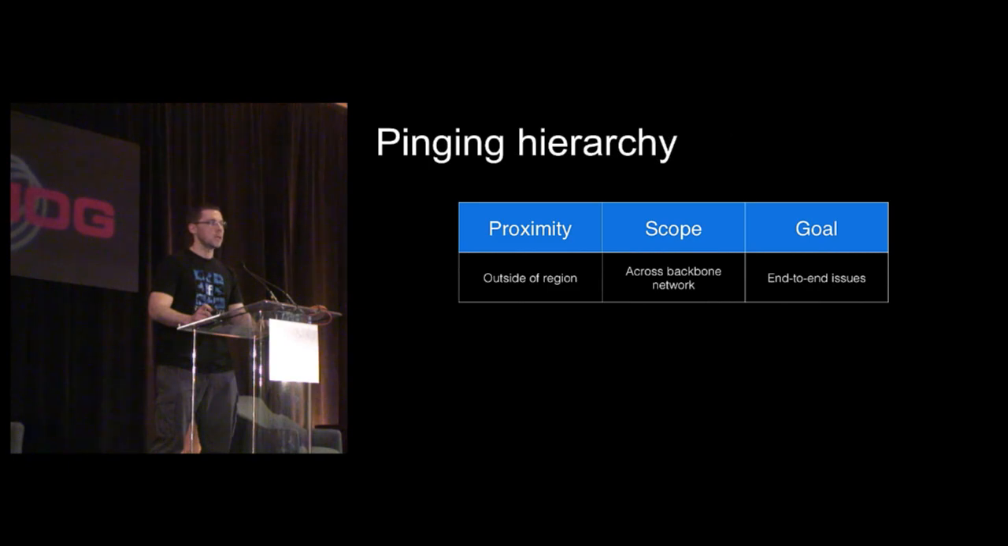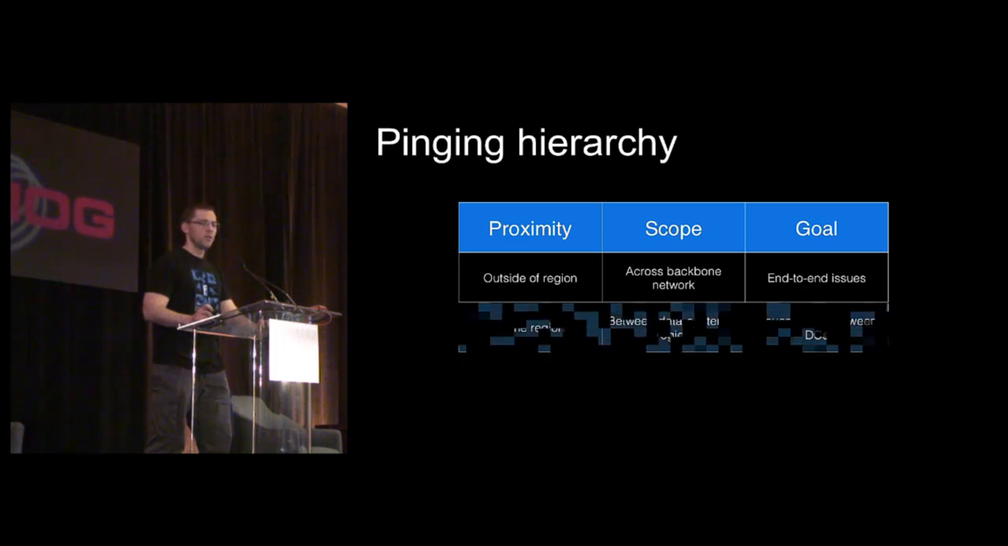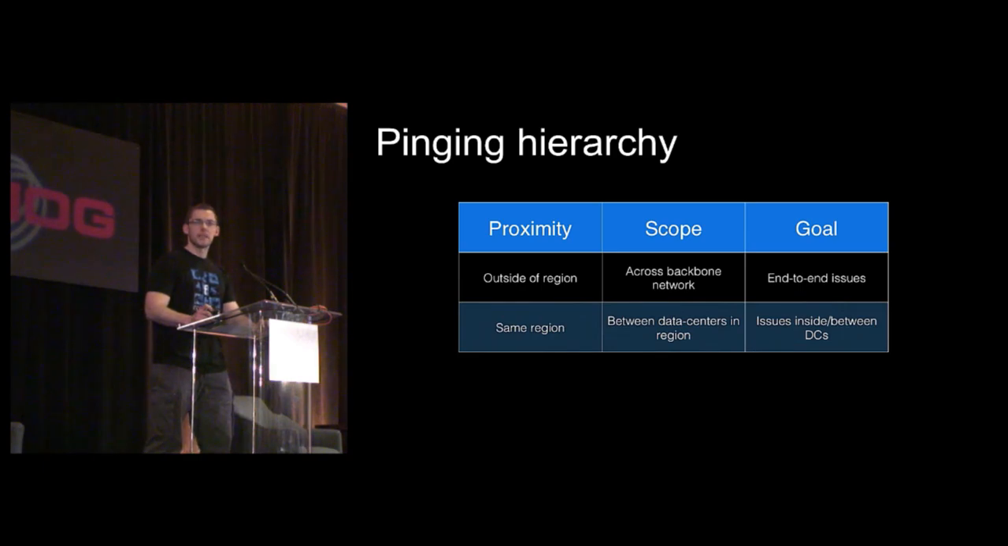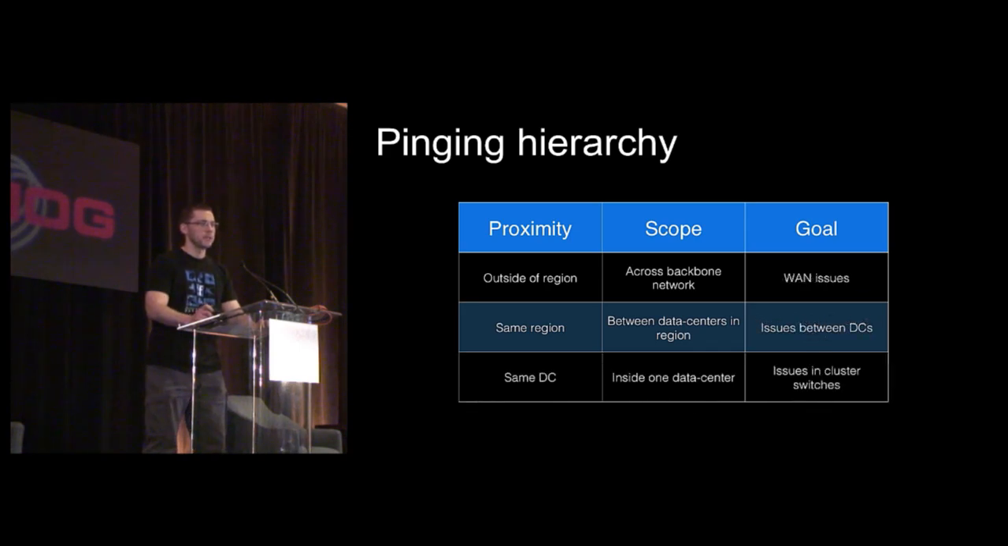For data which comes from outside of a region, we measure the packet loss end to end, and this includes the loss in the backbone and data centers. For data which we collect inside the same region, we measure the packet loss which only affects the devices in the same region. And lastly, for the probes which come from pingers in the same data center, we try to detect the loss specifically in the cluster switches.